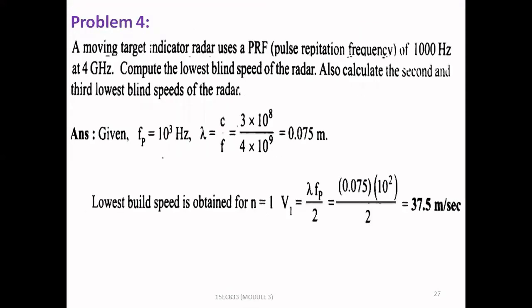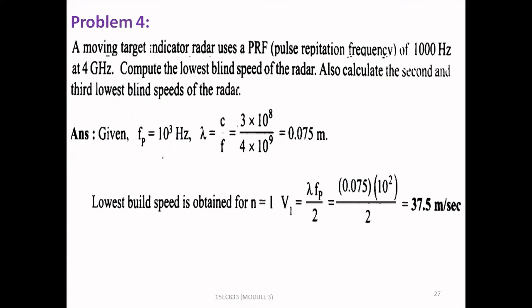Next is problem 4 or example 4. A moving target indicator radar uses a PRF, pulse repetition frequency, of 1000 Hz at 4 GHz. Compute the lowest blind speed of the radar. Also calculate the second and third lowest blind speeds of the radar. Given Fp equal to 10 power 3 Hz, lambda equal to C by F equal to 3 into 10 power 8 divided by 4 into 10 power 9 equal to 0.075 meter.